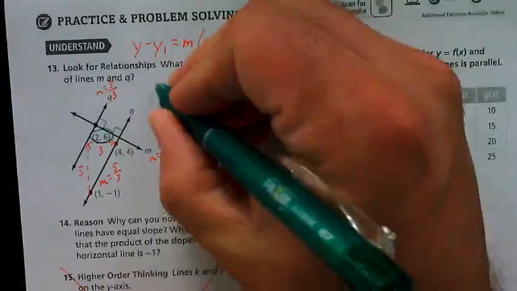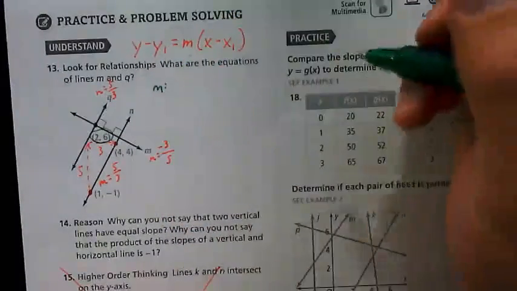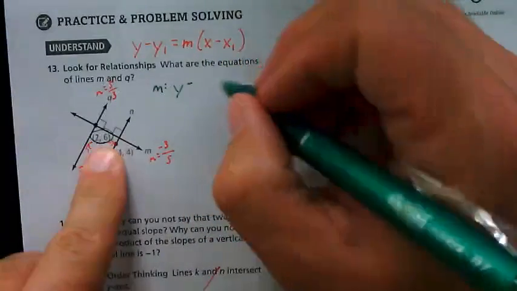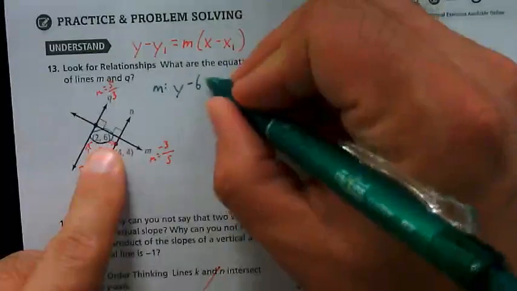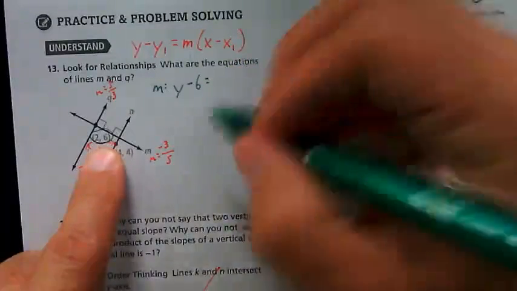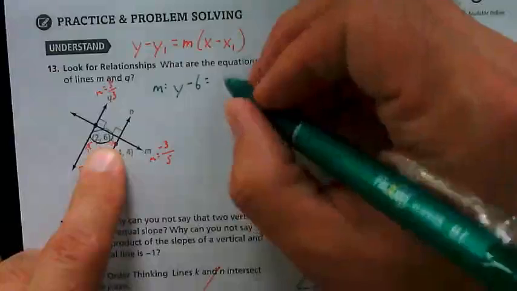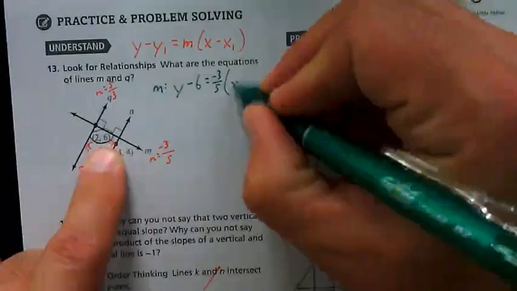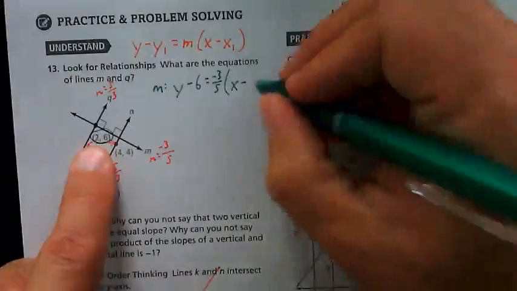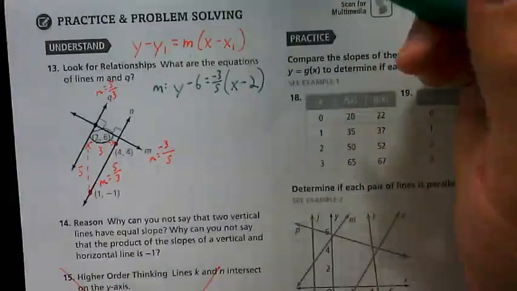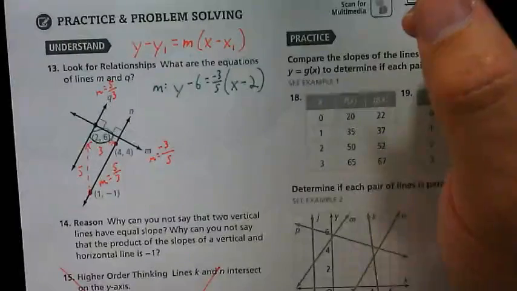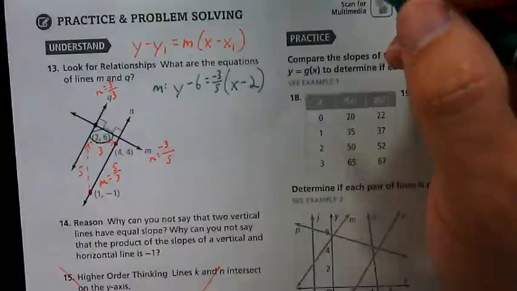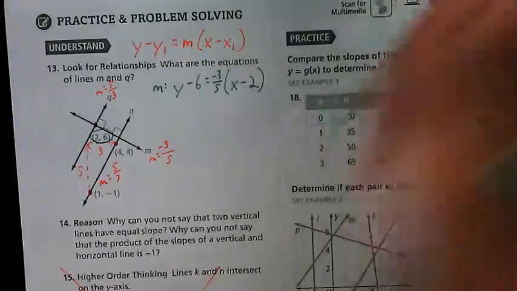So for line M, the equation can be y minus, the y1 value will be 6, equals the slope for M was -3/5, and then we have x minus, the x1 will be 2. That's it. We're done. That's the first equation. You don't have to change anything. Didn't say change it in slope-intercept form. You can stop right there.